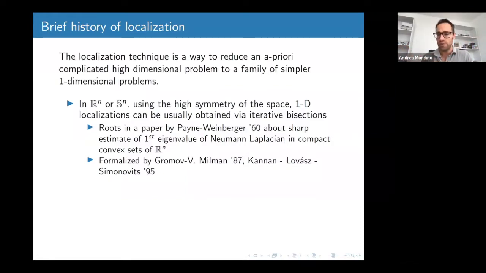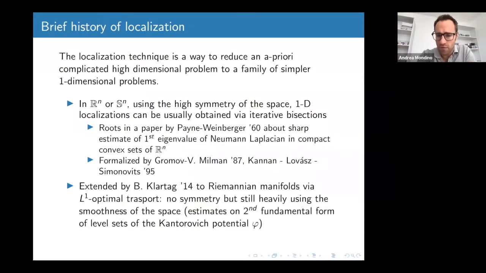And then you can solve this problem by hand, basically. This is what Pan and Weinberger did. And the formalization of Gromov, Vitali Milman, and Kanan, Lomax, and Simonovitz works well in Rn, in Sn, in Hilbert spaces, and every time that you have enough symmetries of your space.